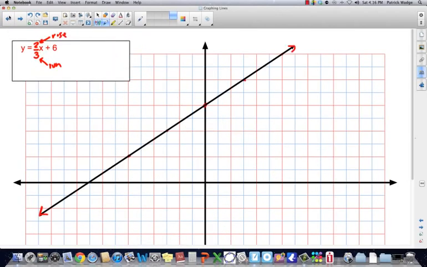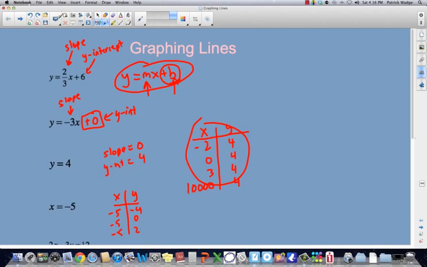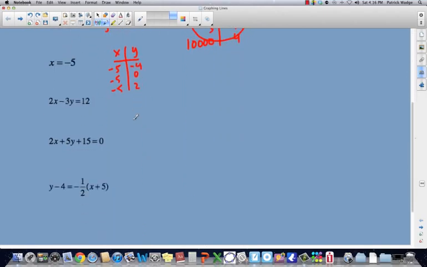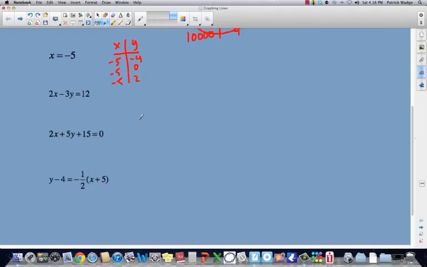Okay, we're moving along pretty nice here. Now we get to the more difficult ones. Next one we have is 2x minus 3y equals 12. Okay, this is not at all in slope-intercept form, right? It's not in this form, y equals mx plus b. So there's two ways you could deal with this, I suppose.